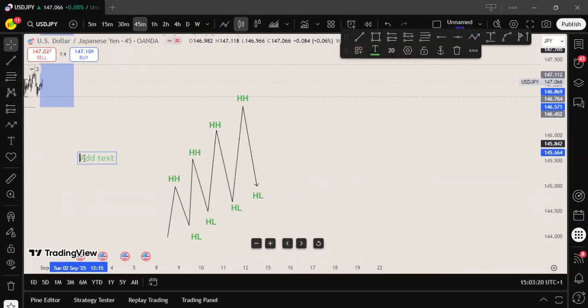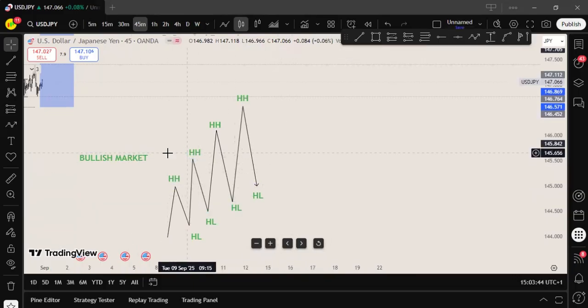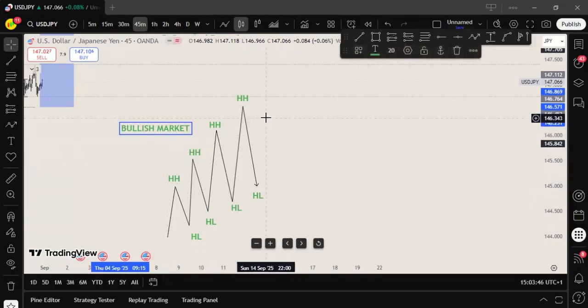If the market is in a series of a buy trend, we call this the bullish trend or bullish market. This is for the bullish market. If the market is buying, that is when we call it a bullish market.